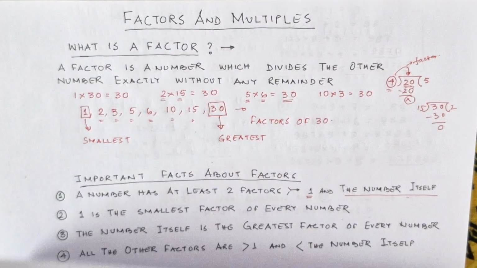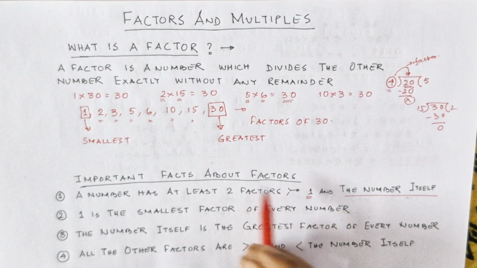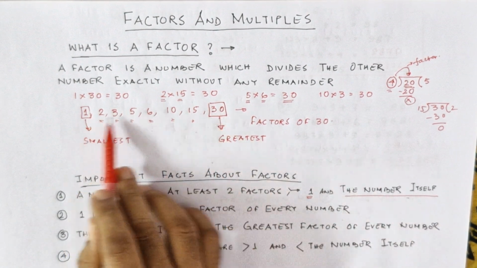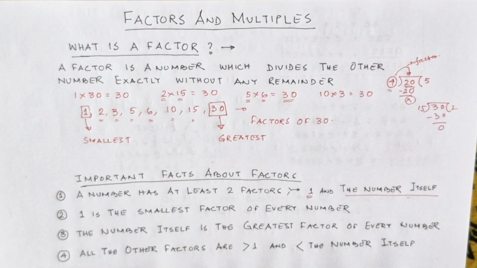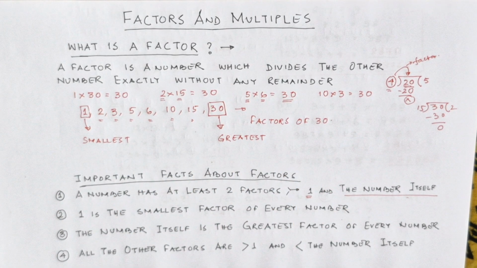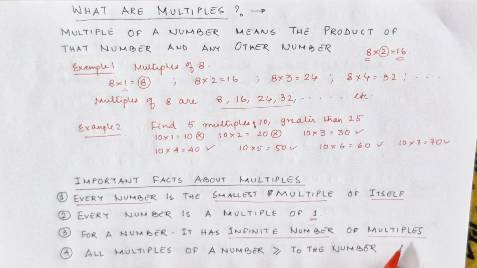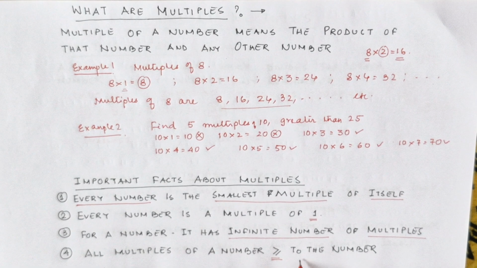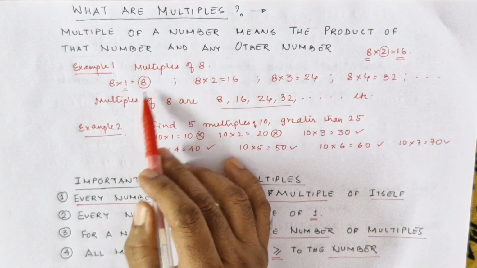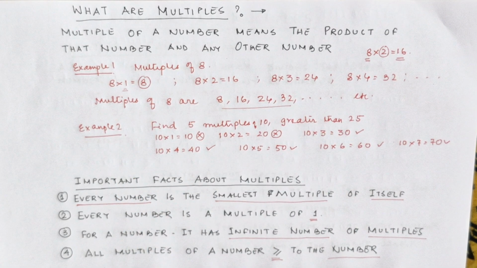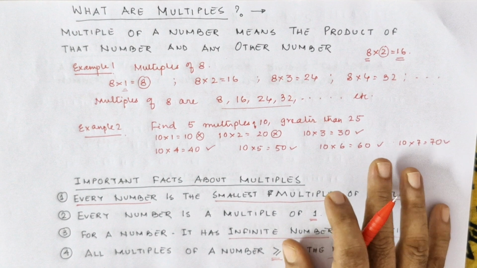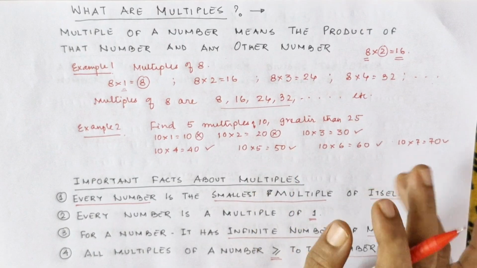Whereas in factors, factors are finite. You can count them. A number doesn't have infinite factors. But a number has infinite multiples, and all multiples of a number are greater than or equal to the number itself. So all the multiples are greater than or equal to the number that you have been asked to find the multiples of. Got it? I hope this clears the basic definition of what factors are and what multiples are.